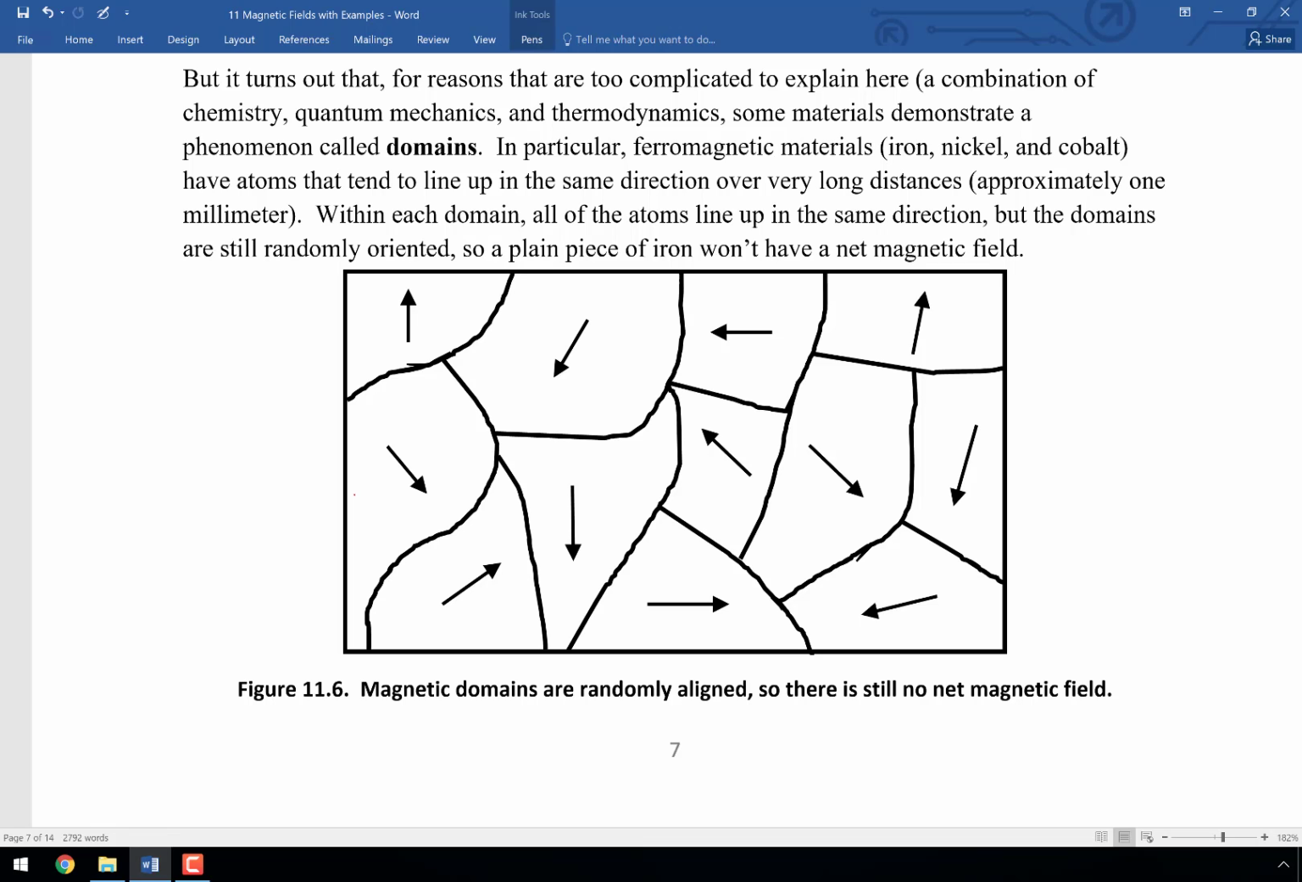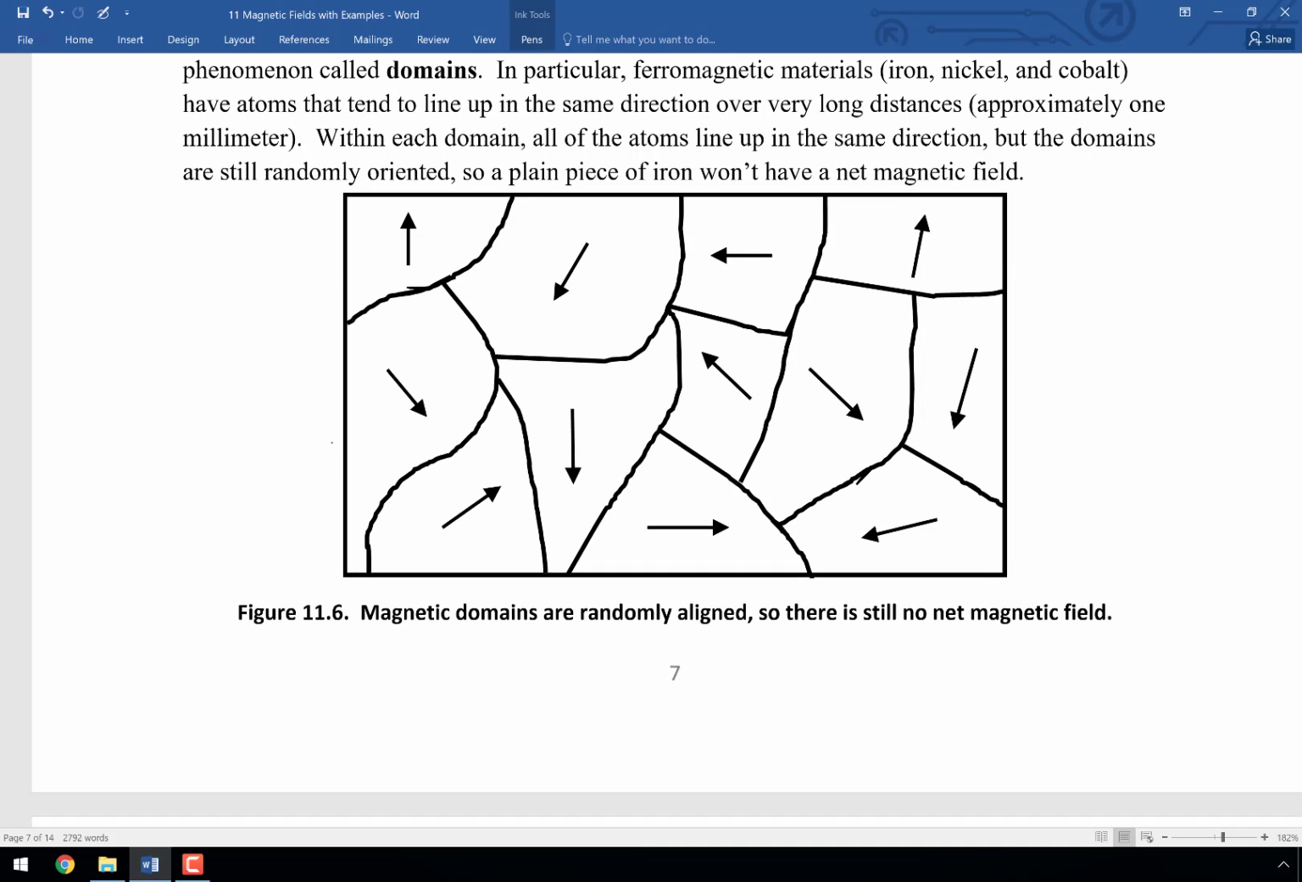And to be honest, it's a little bit too complicated to describe here. It's a combination of chemistry, thermodynamics, quantum mechanics. There's lots of things that contribute to why these three particular types of materials end up with these domains. So I guess there's still another mystery, but that's the way science is. It's always mysteries all the way down. So no matter how much you understand, there's always something that you don't understand.